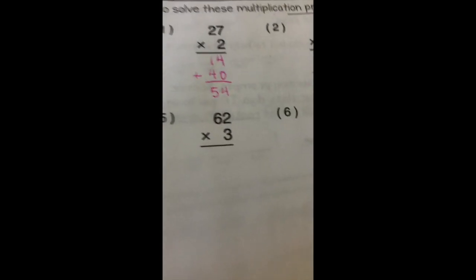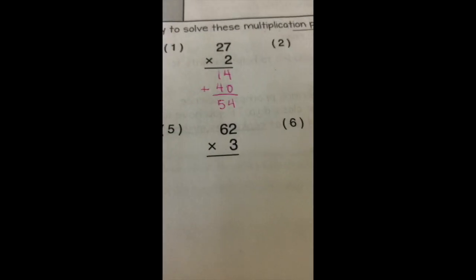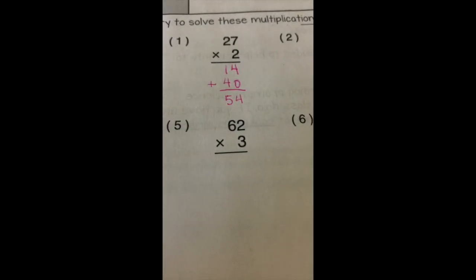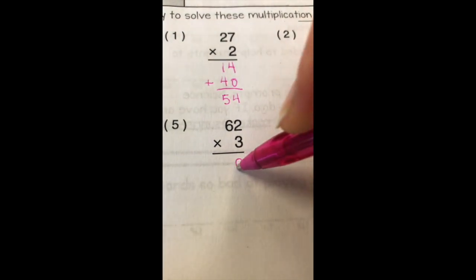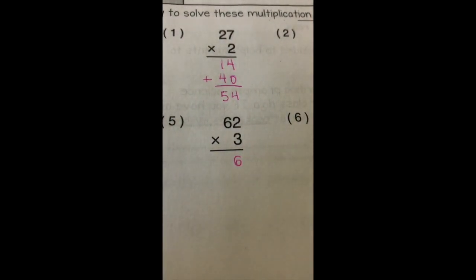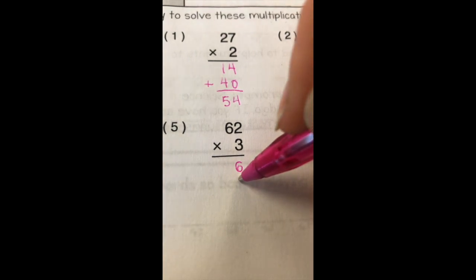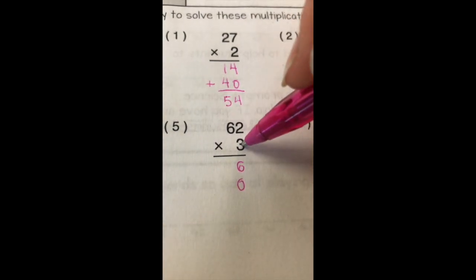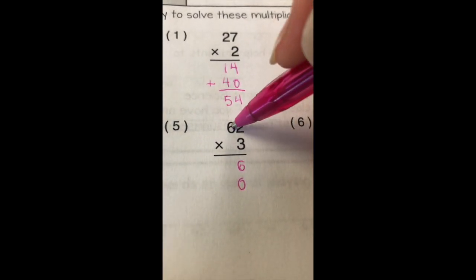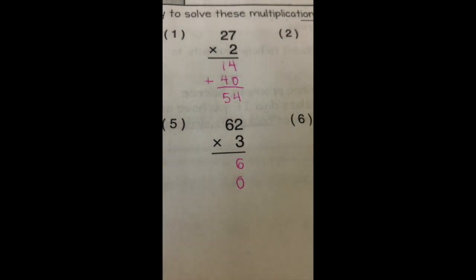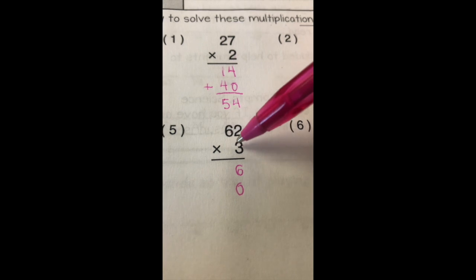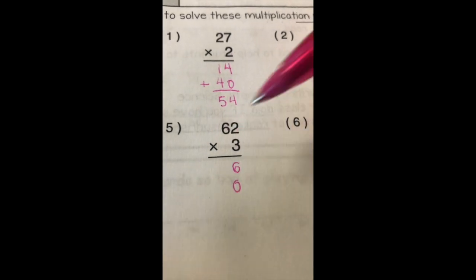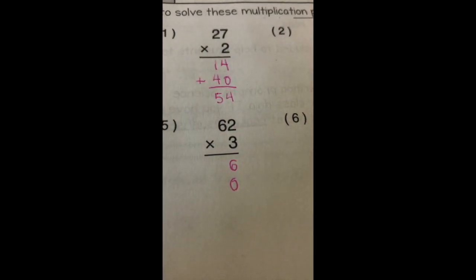You can check your work here. Oh, let me find a steady camera shot. Okay. Now I've got this one. I'm going to start with my ones. 2 times 3 is 6. Okay, and then I'm going to put my 0 there because I'm doing 3 times 60, or 60 times 3. Same, they're the same. I'm going to put the 0 there so I can just put the 0 and then go 6 times 3.